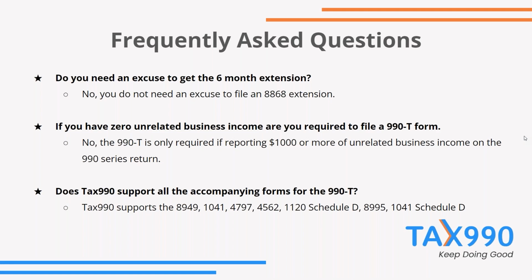Does the Tax 990 support all the accompanying forms of the 990T? Tax 990 supports several of the accompanying forms, such as the 8949, 1041, 4797, 4562, 1120 Schedule D, 8995, and 1041 Schedule D.